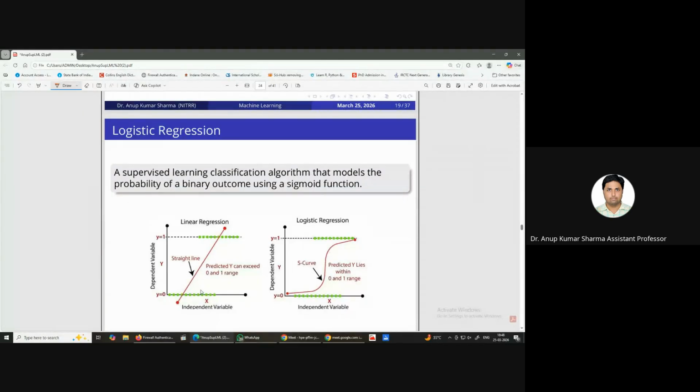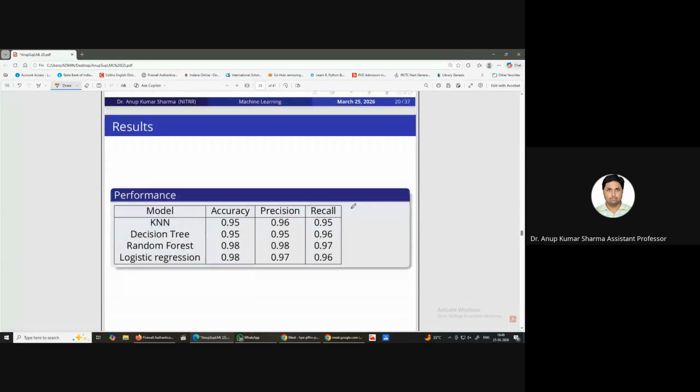Next is logistic regression, which we have already studied. Here an S curve is there, for the yes or no case. It finds the probability. If the probability is more than 0.5, it goes to one, the fraud case. If it is less than 0.5, it goes to zero, not fraud. This side is the S curve, compared with linear regression.